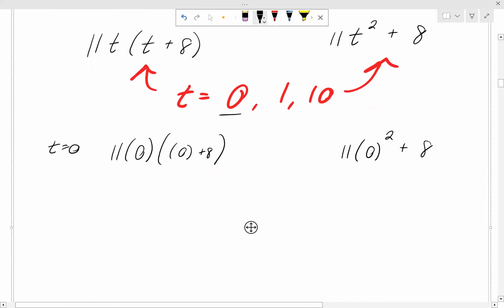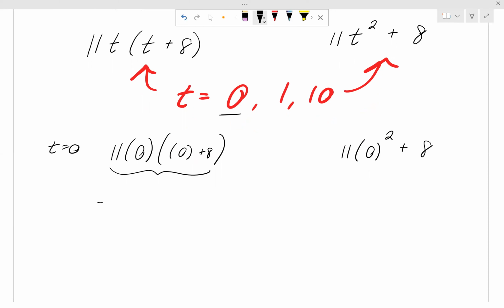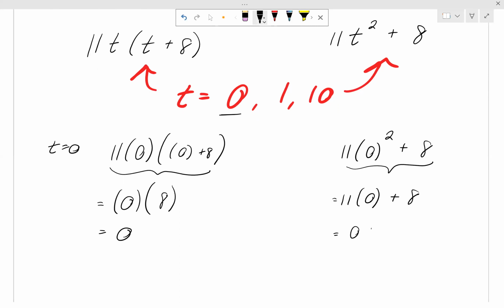All right. So in this expression, 11 times 0 is 0, times 0 plus 8 is 8. 0 times 8 is 0. So I get 0 for this expression when t is 0. Over here, I have 11 times 0 squared. So I get 11 times 0 plus 8. 11 times 0 is 0, so I get 0 plus 8, which is 8.